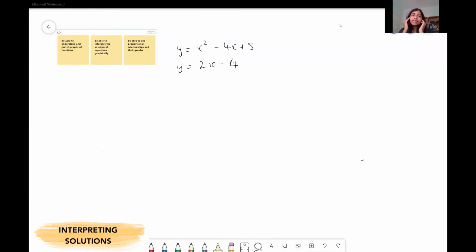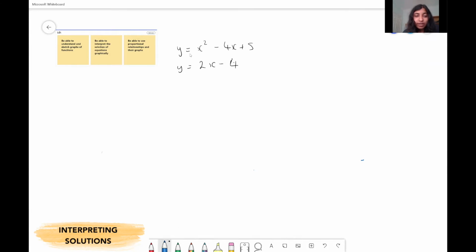So for example, let's say you have these two equations, y equals x squared minus 4x plus 5 and y equals 2x minus 4, and you want to interpret these solutions graphically. What you do is equate the two together as they're both equal to y. Then you'll get 2x minus 4 equal to x squared minus 4x plus 5. And then you would rearrange this to get it equal to 0. So you would get 0 equals x squared, and if you subtract 2x from both sides, you'd get minus 6x. And if you add 4 to both sides, you get plus 1.